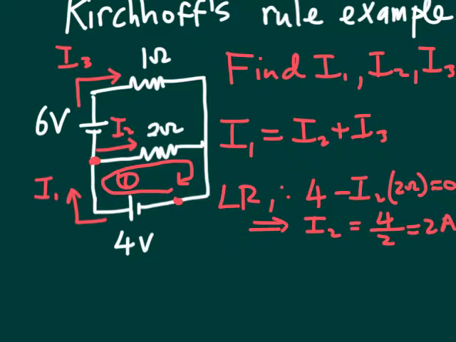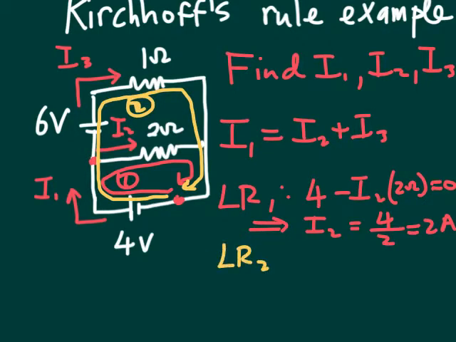Next, I'm going to pick another loop starting from this same point, going all the way round, coming back to that point, and I'm going to call that loop number 2. So loop rule for loop number 2, we traverse again the 4-volt battery, the 6 volts, and the 1 ohm resistor.